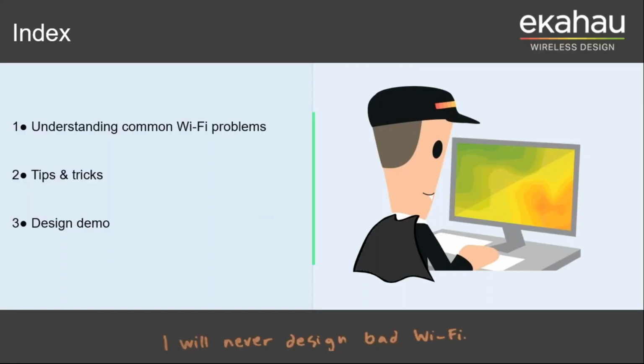All right, guys, let's begin with introducing you to the topics of this webinar. We will be focusing this session on 3 main topics: understanding common Wi-Fi problems, some tips and tricks, and at the end of this presentation, we will show everyone a small demo of how to design a wireless network for office environments. I prepared a video. I hope we'll be able to meet the schedule.